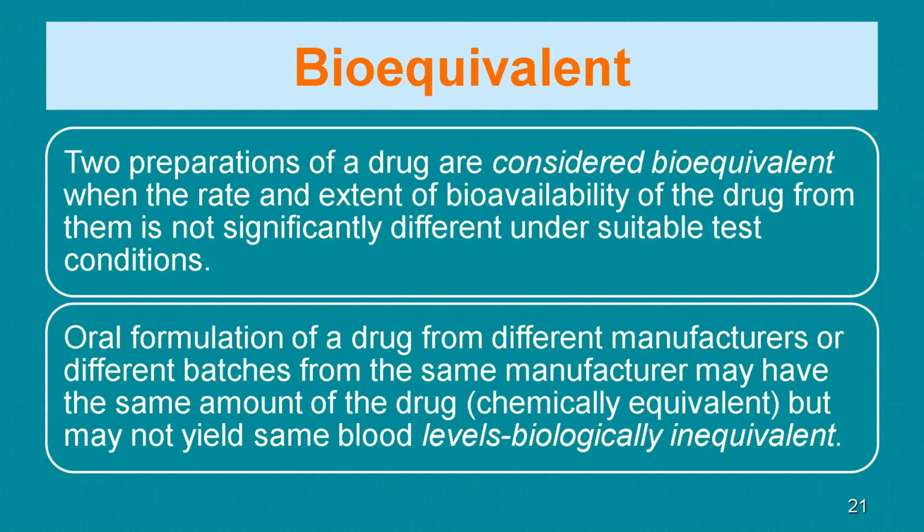Whereas the oral formulation of a drug from different manufacturing units, different manufacturers or different batches, in between batches there will be a slight change. So the same manufacturer may prepare varieties of the drug, and then the physicochemical properties will vary a little. So they are chemically equivalent but may not yield the same levels of biological equivalence. That's another term known as bioequivalence: how much quantity of the drug is present in different compartments of the body.